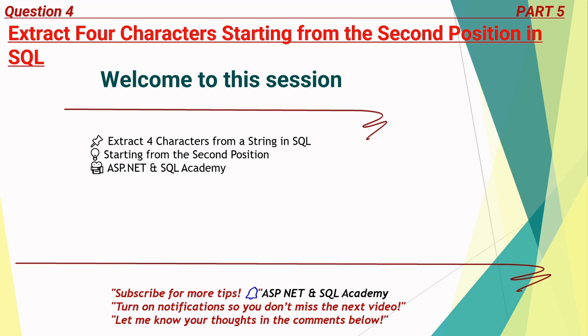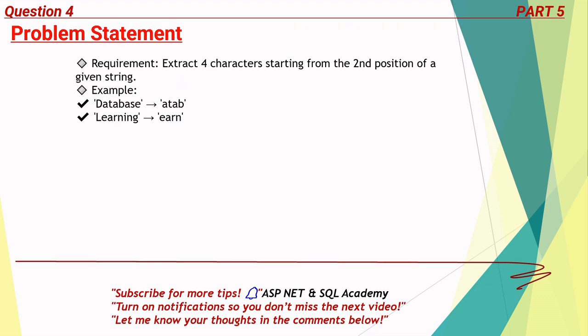Welcome to this channel and to this session. In this, we will learn how to extract exactly 4 characters from a string, starting from the second position using SQL. Our goal is to extract 4 characters from a string, starting from the second character. For example, in database, the result should be ATAB.